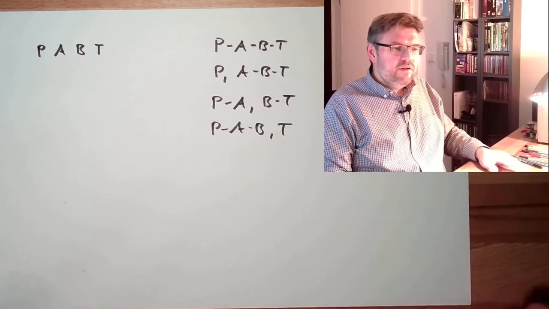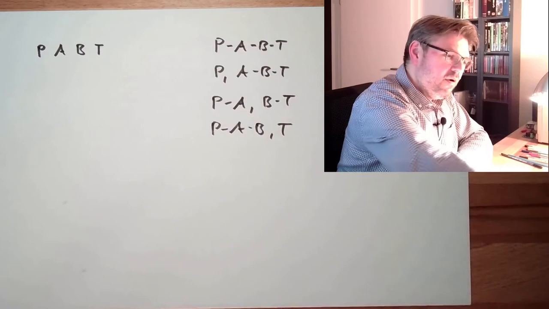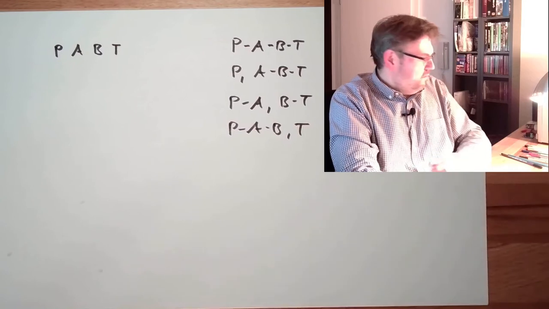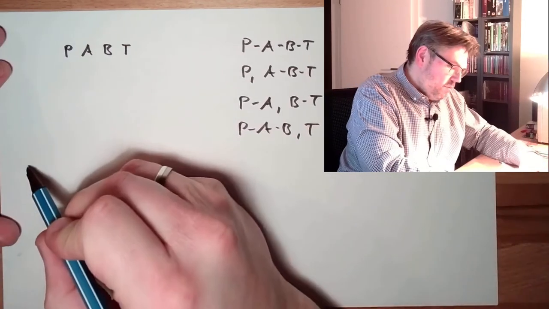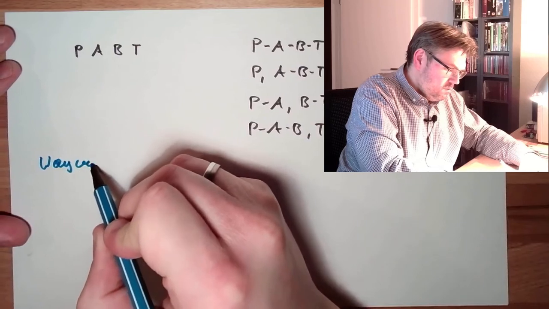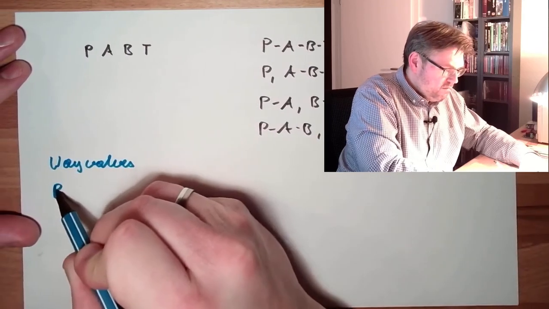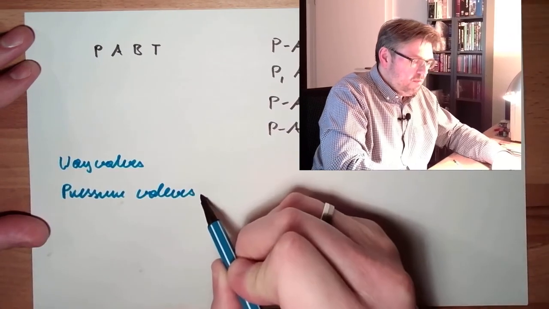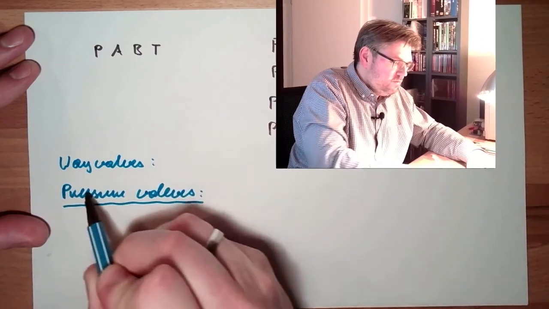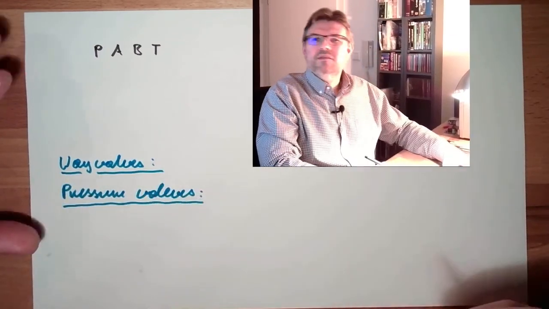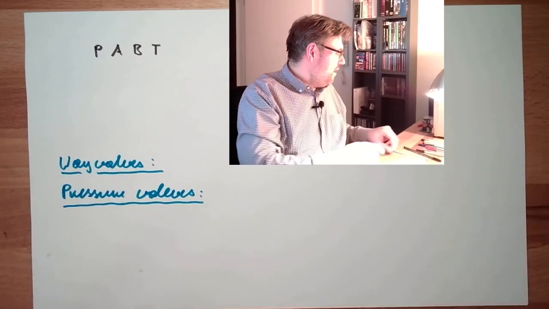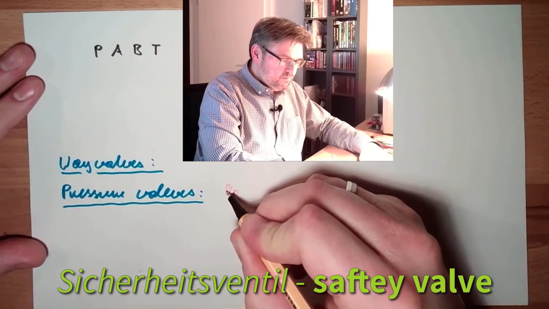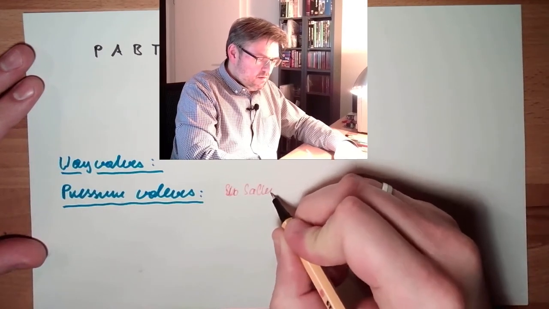Like I said, there are different types of valves. There are also pressure valves. We talked about directional valves now. There are pressure valves, somehow reacting on the pressure. So there are safety valves, for instance. A safety valve will open if the pressure gets too high.